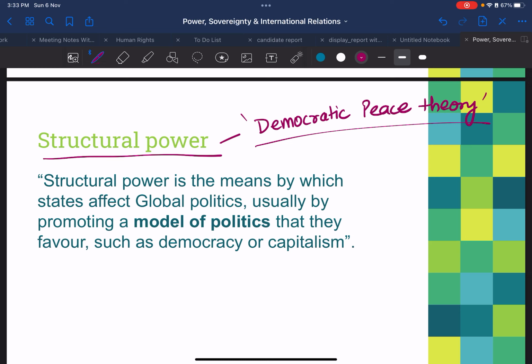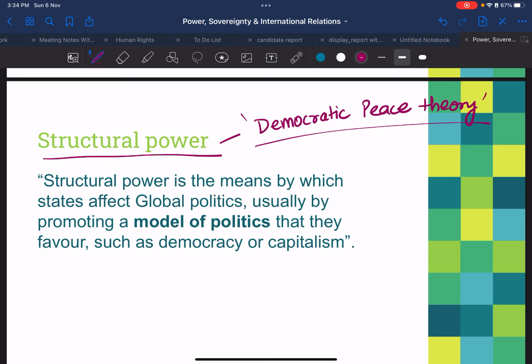So structural power, where country A influences country B with its own ideology or ideas through a structural political system, that is called structural power. I highly recommend you to watch the video of democratic peace theory, which is under the theory section, and then think of an example where country A used democracy to bring democracy in country B forcefully. Okay, one example you have to think of.